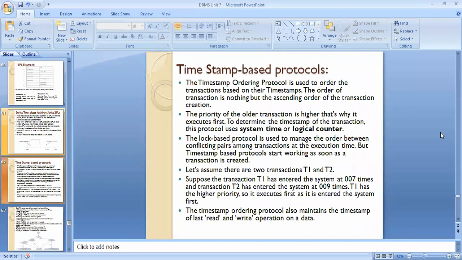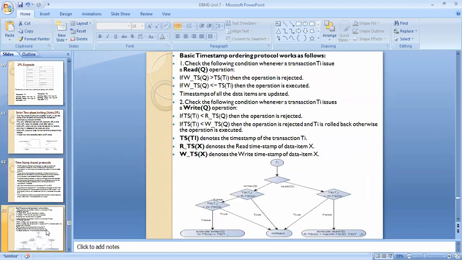The timestamp ordering protocol also maintains the timestamp of the last read as well as the write operation on the data. Then how does it maintain the timestamp of the read and write? Let's see now. So this is the basic timestamp ordering protocol, it works as follows.